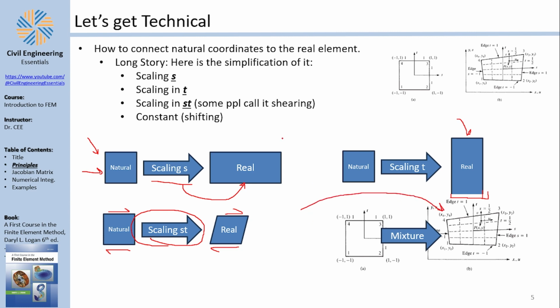So remember, to transform a natural coordinate system into a real coordinate system, you need scaling in S, scaling in T, scaling in ST, or the diagonal, some people call it shearing, and a constant shifting if you want to shift the coordinate system some values. So what is the equation that allows me to scale S, scale T, scale ST, and shift?